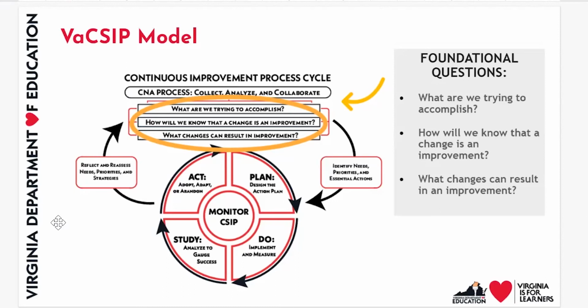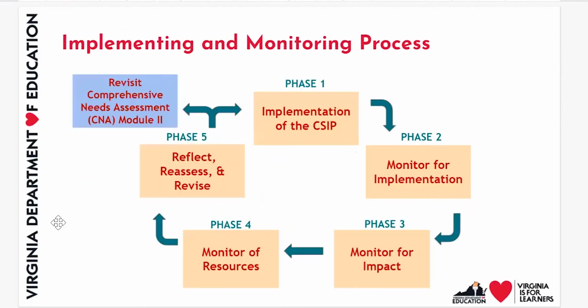And so in terms of our implementing and monitoring process, we really have 5 phases we look at. And if you notice, revisiting our comprehensive needs assessment is off to the side, and it's an arrow that goes to it, because that's something we always have to be looking at. We always have to be looking at that baseline data. Where are we starting at? How is it changing? How is it affecting our plan? And then how do we know if we're having growth?